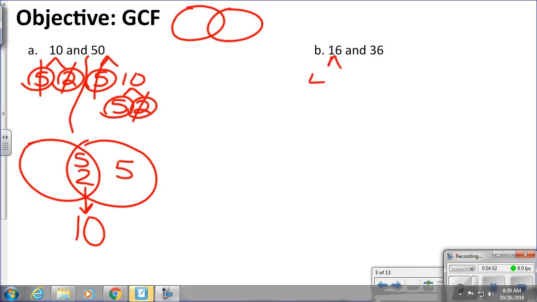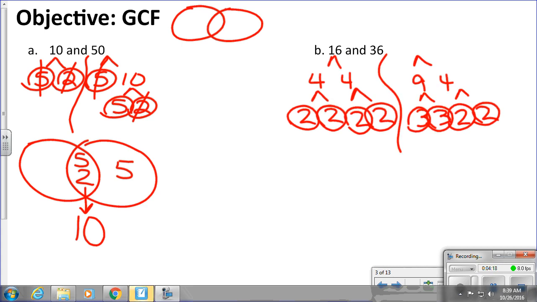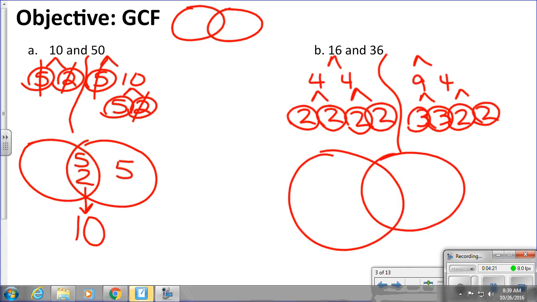Okay, 16 and 36. I'm using 4 times 4. And my 36, I'm going to use 9 times 4. 2 matches with 2 in the middle. 2 matches with 2 in the middle. 2 does not match. 2 does not match. 3 does not match. 3 does not match. 2 times 2 is 4.